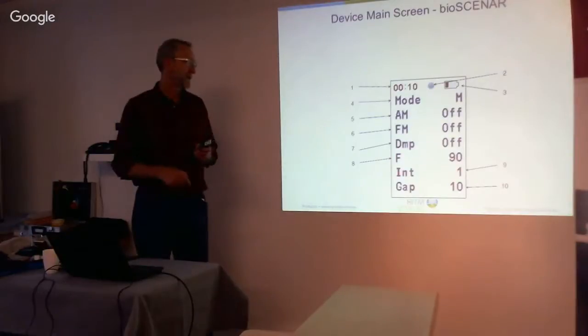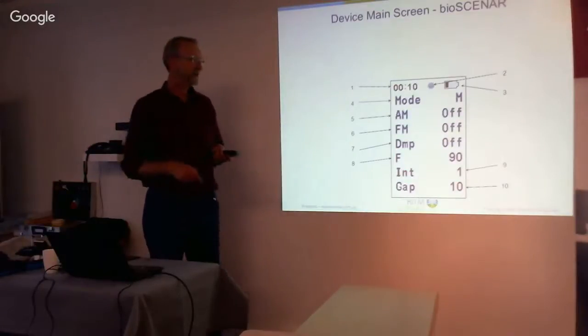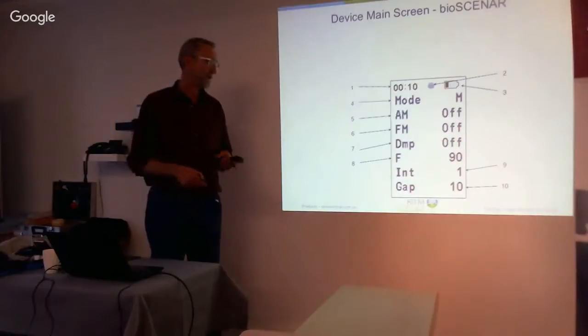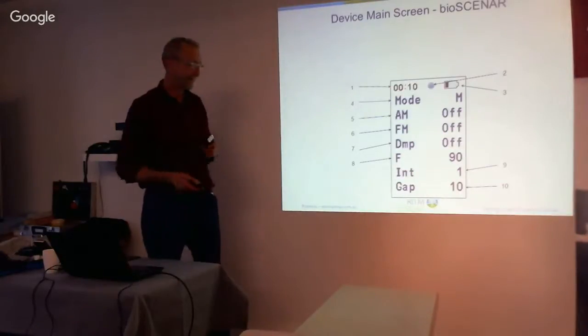And the intensity is usually on 1. On some devices, you can change the intensity between 1 and 8, on others between 1 and 40. And the gap is on 10, which is the lowest, but it can go up as high as 80.